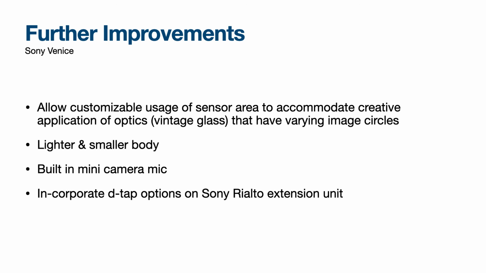There are a couple of further improvements that I hope Sony will implement in the Venice or the next model. Today, a lot of our cinematographers are using older lenses in a different way with large sensors. We are embracing image falloff, distortion, and ghosting at the edges of the image as aesthetic qualities. Perhaps an imager that can allow some customization of the sensor area to be used with a lens will make the camera more versatile. And I hope that they do consider building a lighter and smaller body for the future model. Feedback that I got was that perhaps a built-in mini camera mic would be useful. And finally, we could incorporate D-tap options on the Sony Rialto extension unit.